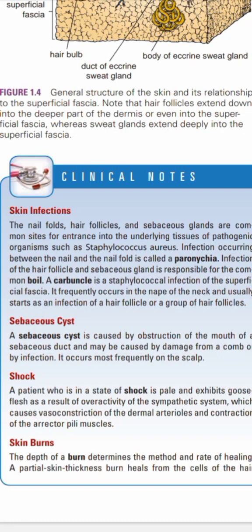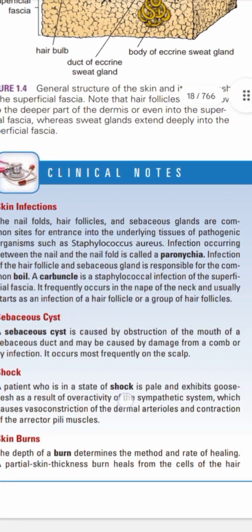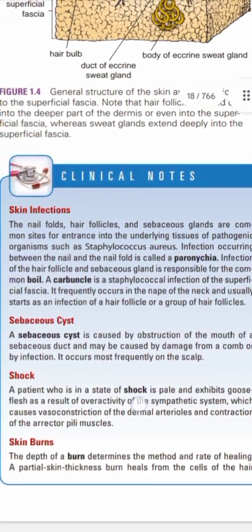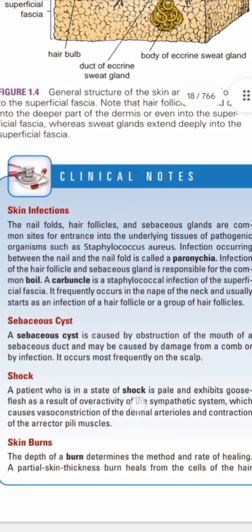Sebaceous cyst. A sebaceous cyst is caused by obstruction of the mouth of a sebaceous duct and may be caused by damage from a comb or by infection. It occurs most frequently on the scalp.